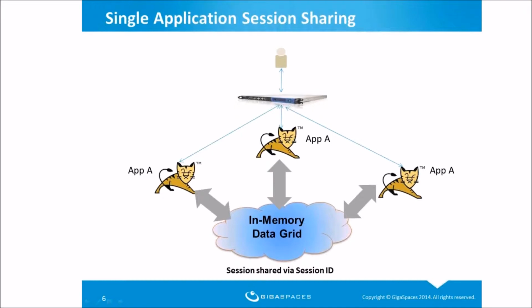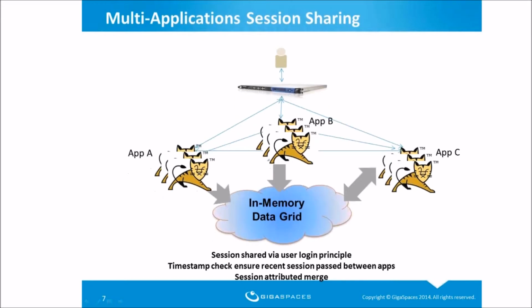Only the delta is sent to the in-memory data grid when the session is updated. This ensures maximum performance and optimal bandwidth usage.